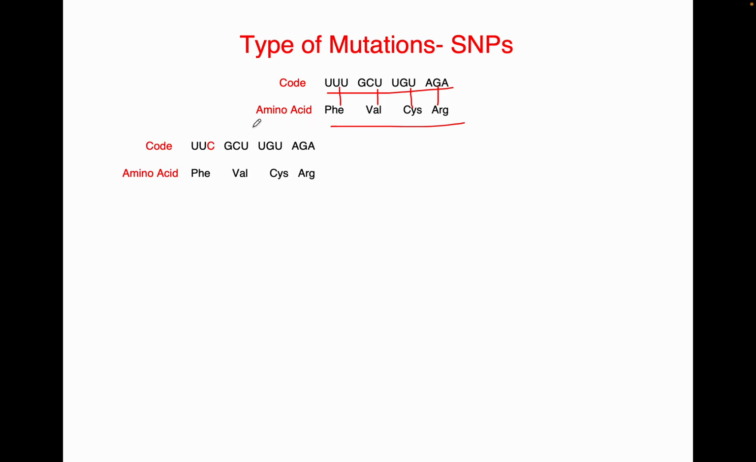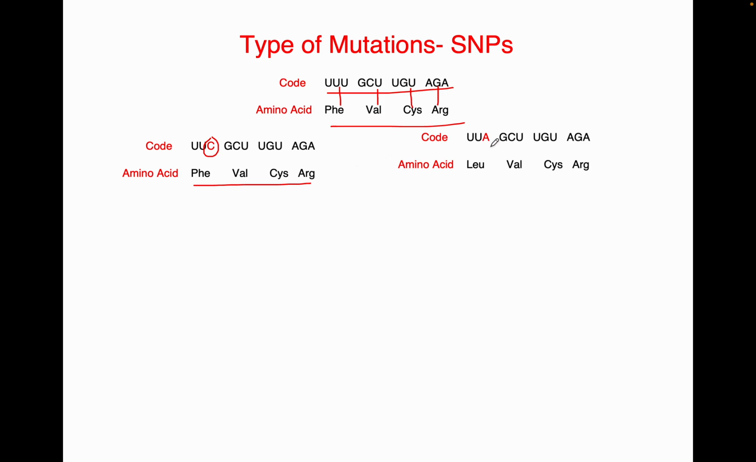When a mutation occurs, for example, a single nucleotide polymorphism happens here, the U is replaced by C. So now the UUC, initially it was UUA in the normal human population, and the amino acid is phenylalanine. Now the U is replaced by C, but UUA and UUC both code for phenylalanine. So due to this mutation, there will be no change in the sequence of the amino acids. This type of mutation is called a silent mutation.